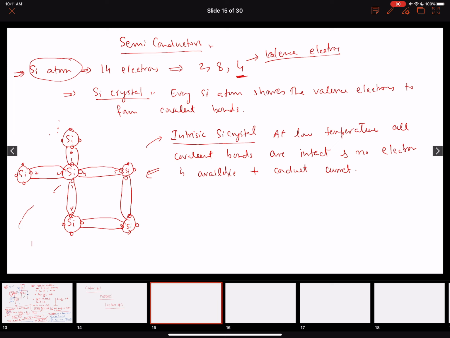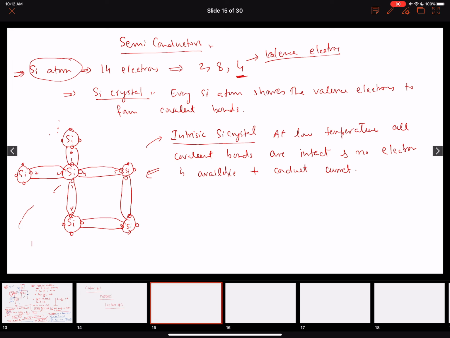We have a silicon crystal which is stable. Stable in a sense that every silicon atom shares its 4 electrons in the form of covalent bonds with the nearby silicon atoms. So at low temperatures, all of these covalent bonds are intact, and this entire crystal does not have any majority charge carrier, any electron available to conduct the current, right? So this will behave like a neutral thing. No charge carriers are available to conduct any current.